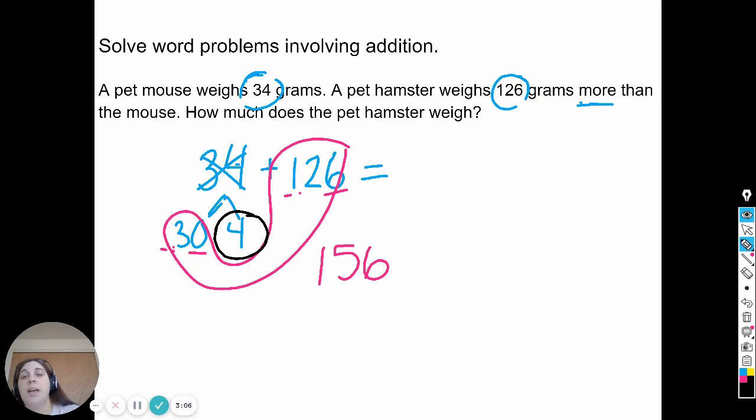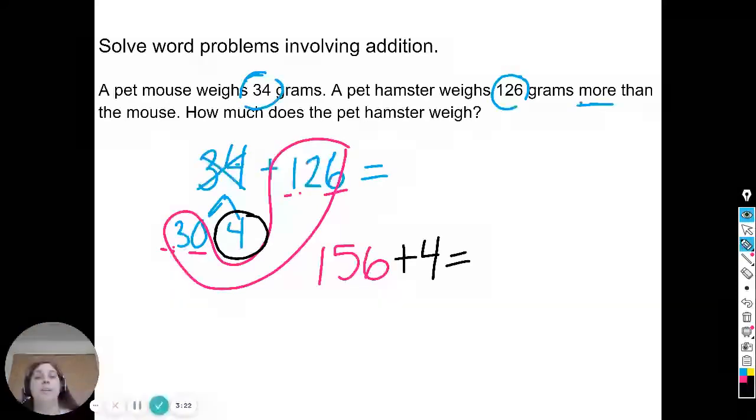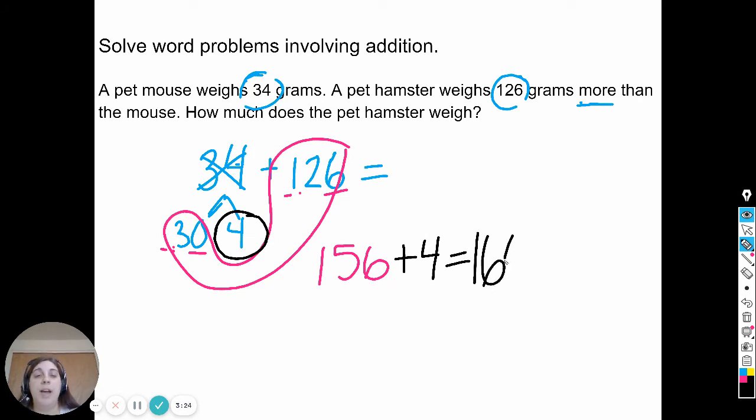Now we still have this 4 to add in. So we're going to take the 156, add 4 more. 156, 157, 158, 159, 160. And you may have been able to do that in your head if you think about how 6 and 4 go together to make another 10. So that's how we ended up with 6 tens. So how much does the pet hamster weigh? The pet hamster weighs 160 grams.